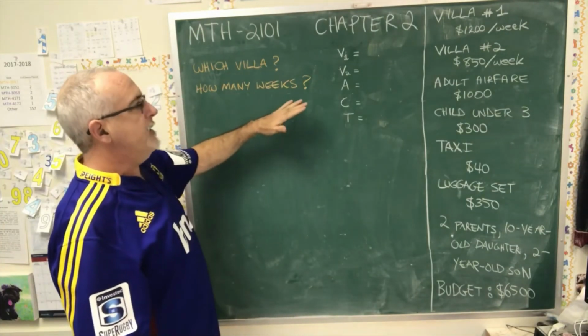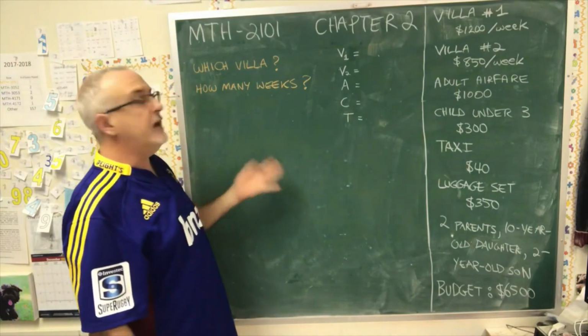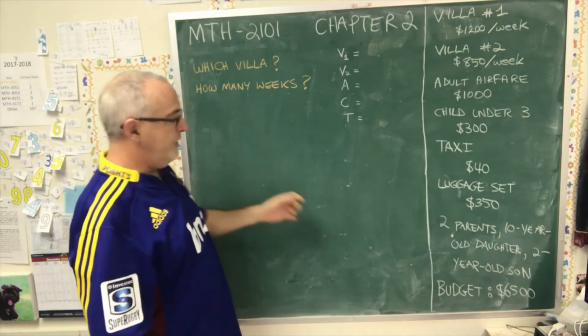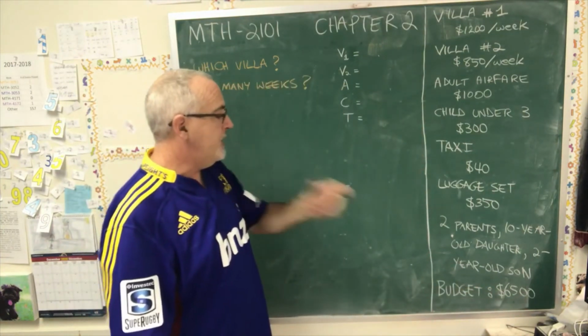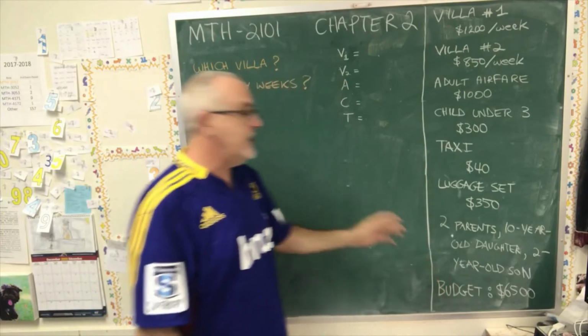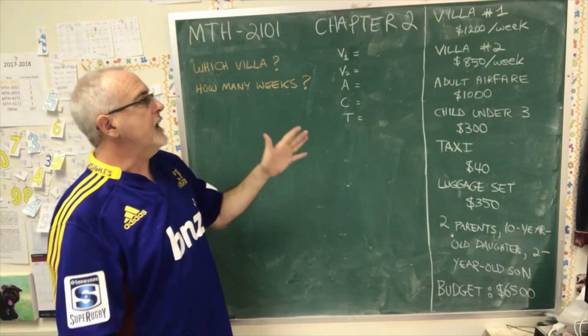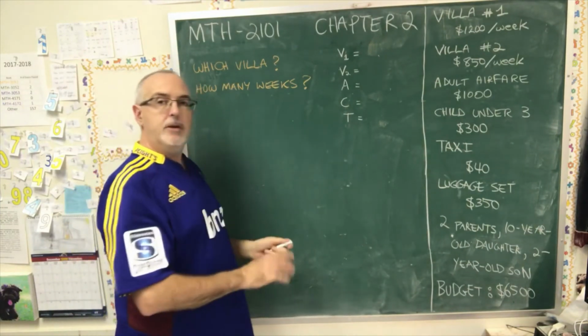We have a situation where a family of 4 people are going on a vacation and they're trying to decide exactly which vacation to do. They have a budget of $6,500. There are 2 parents, a 10-year-old daughter and a 2-year-old son. They are looking at certain expenses that have to fit within that budget.